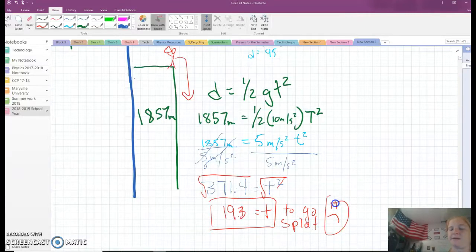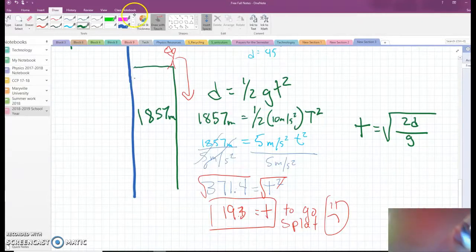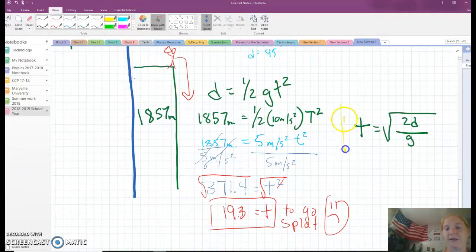Sad face, right? Okay, that being said, it took that amount of time. To save yourself some trouble, this equation for time is equal to the square root of 2d divided by g. All right, this is another one you can keep in your notes.